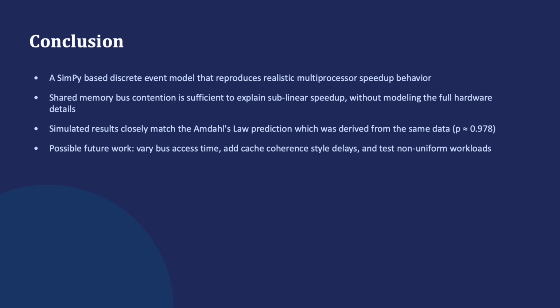But overall, I believe my simulation meets Amdahl's law and the predictable line that it gives, and it's pretty close to the ideal line, and it answers the core question: how does shared bus contention affect speedup in a multiprocessor system?